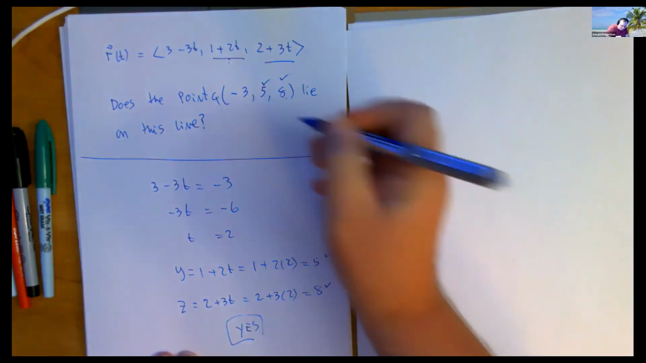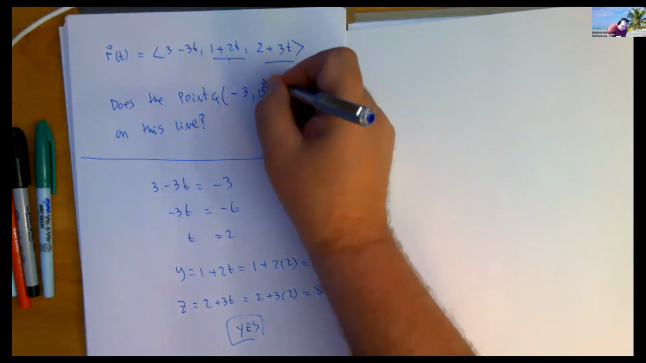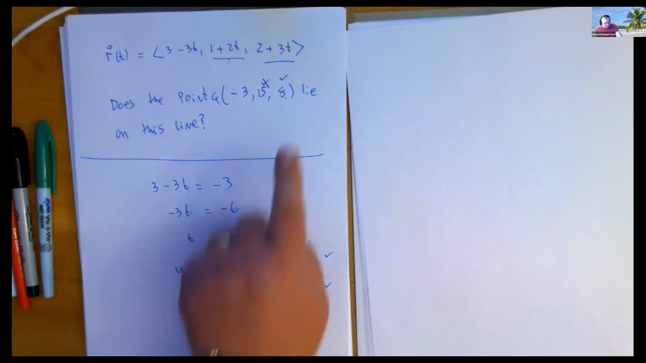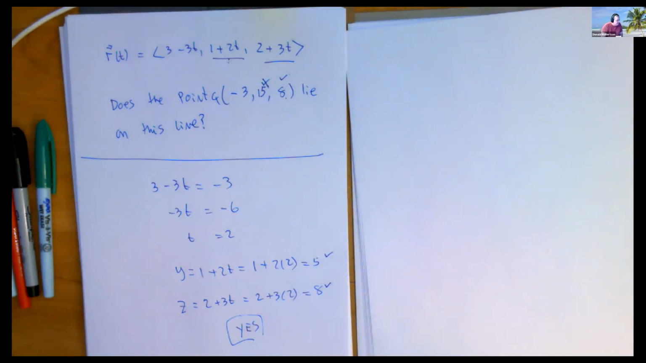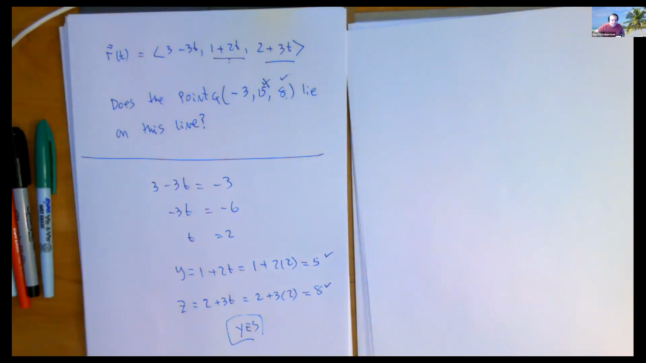Now imagine it was the same question, but that wasn't 5, that was say 15. Well, it could be, in which case it would fail, right? And I wouldn't even bother checking the third one because it doesn't matter. If the y coordinates don't match, it's never going to work. Does that make sense? So the question would be, does this point lie on the line with a given vector equation or a parametric equation in this case?